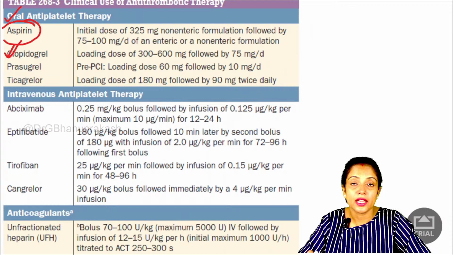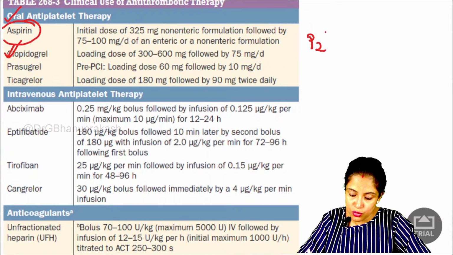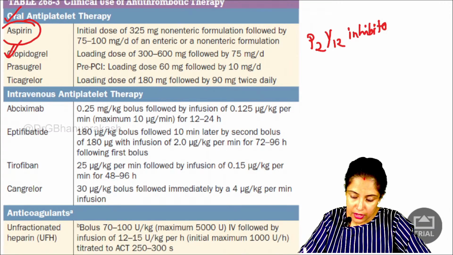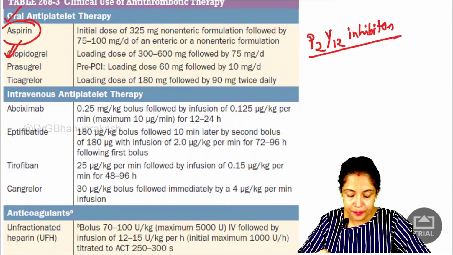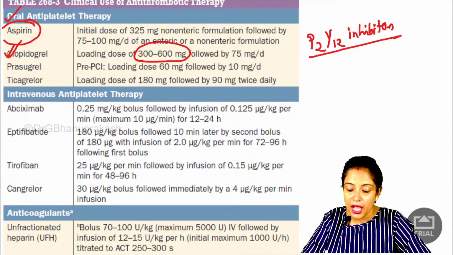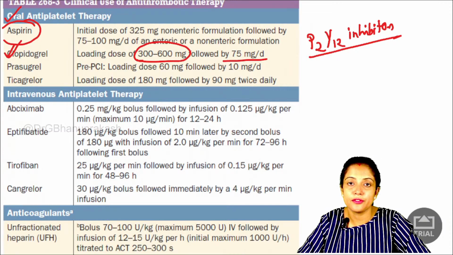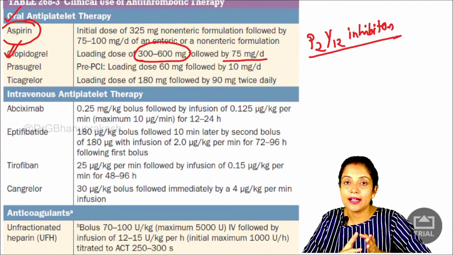Aspirin can be combined with clopidogrel. Clopidogrel is a P2Y12 inhibitor. So clopidogrel can be combined with aspirin. Clopidogrel is also given at a loading dose of 300 to 600 milligram, and it is followed by 75 milligram per day. Aspirin and clopidogrel are usually combined.